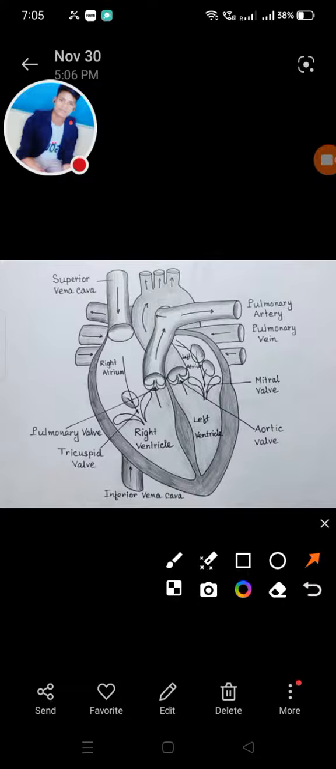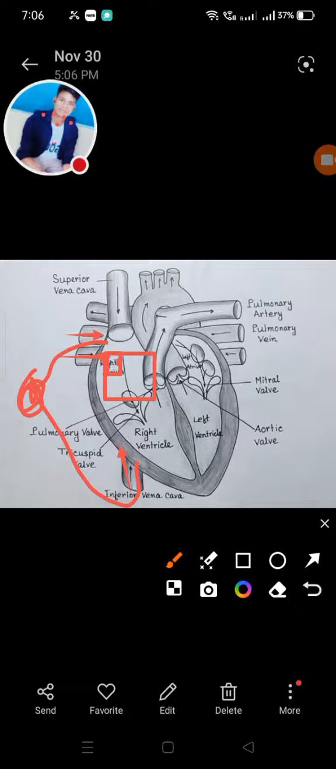The process of the heart's blood circulation: the deoxygenated blood will be entering the heart. Like this is the two-way, the blood will be coming from our body. This is like a body, so through these two ways the blood will be entering the right atrium. Which type of blood will be entering the right atrium? It's called deoxygenated blood, or carbon dioxide blood.